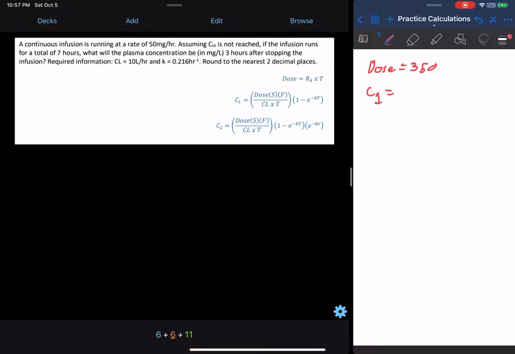Just solve for C1 over here. I have a calculator on my hand right now, so just entering it on there. So dose is 350. A steady state wasn't reached, so assume it's 1 for S, 1 for F. Clearance is equal to, what is clearance? Did they give me clearance? Yeah. 10 liters per hour multiplied by time, so three hours.